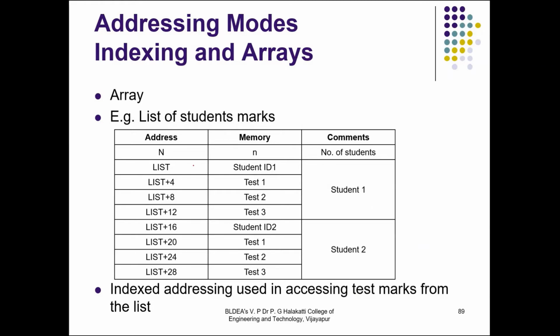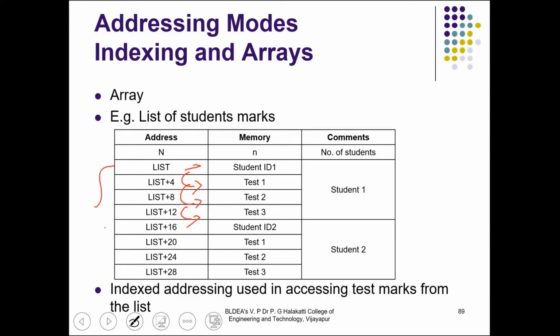So list is the name of the location where the student ID is stored, and after one word the next information, that is the test 1 marks, is stored. So at list plus 4 test 1 marks is stored because each word address is differentiated by 4 bytes. So similarly at list plus 8 we have test 2 marks, and at list plus 12 we have the next test marks.